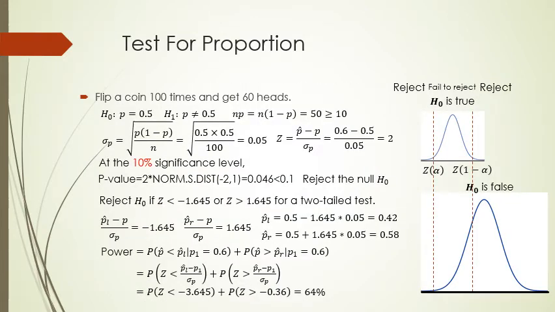We flip a coin 100 times and get 60 heads. At the 10% significance level, can we get to the conclusion that the chance of getting the head or tail is not equal? We have a random sample of size 100, and the sample proportion is 0.6. The null hypothesis: the chance of getting the head and the tail is equal, so P is equal to 0.5. Under the alternative hypothesis, P is not equal to 0.5.